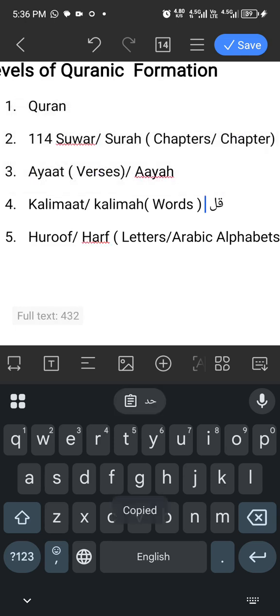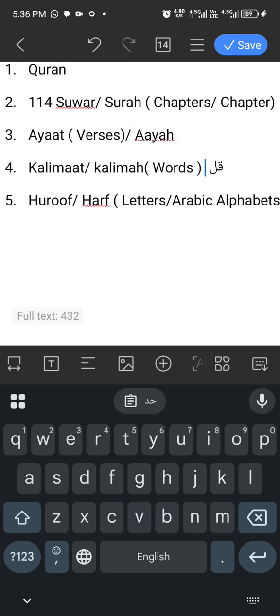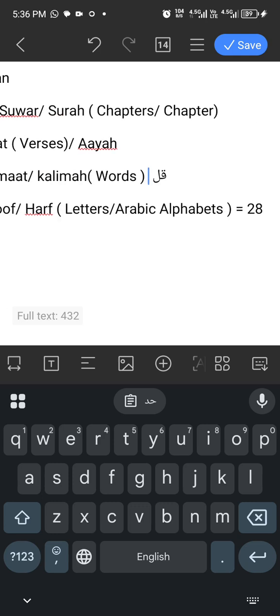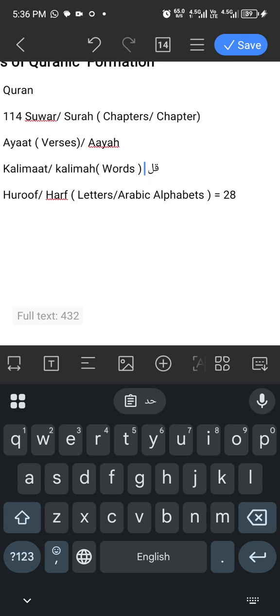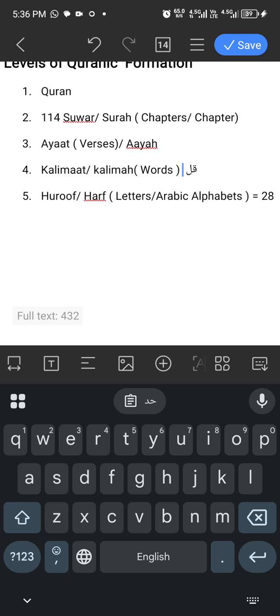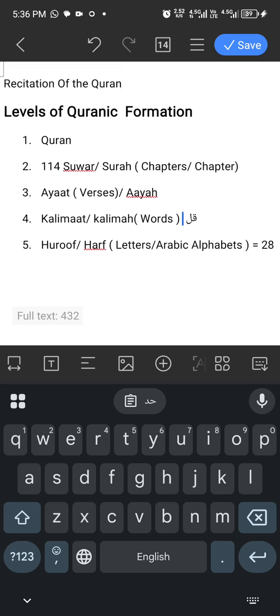That's another level. The next level is for you to know that a kalima, a single word, is made up of what? Is made up of huruf. Huruf are letters. The singular form of a letter is called harf. Therefore, I have in brackets letters and Arabic letters. And as a whole, we have 28 letters in Arabic. And these are the various levels of Quranic formation, as I called it. If you like, you can also call it levels of Quranic architecture.